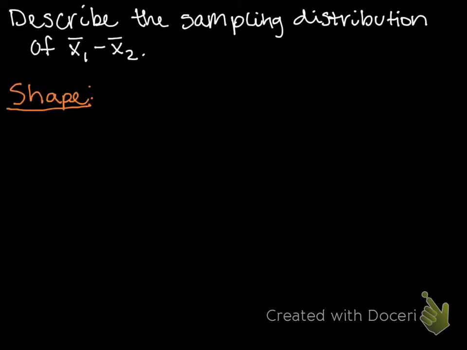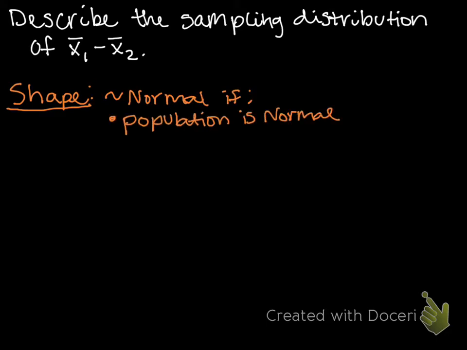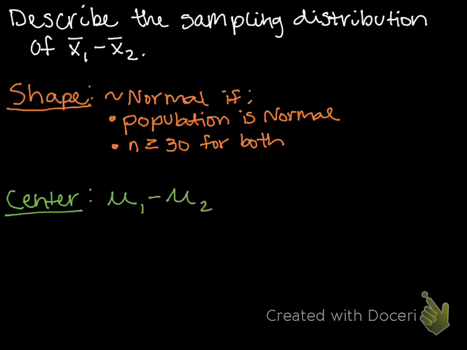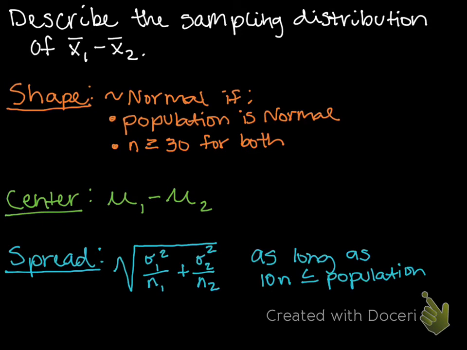The shape is approximately normal if the population is normal, or n is greater than or equal to 30 for both samples. The center is mu1 minus mu2, and the spread is the square root of sigma 1 squared divided by n1 plus sigma 2 squared divided by n2, as long as 10 times n is less than or equal to the population for both samples.